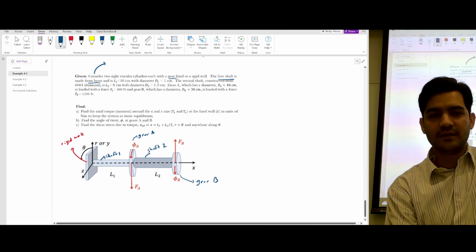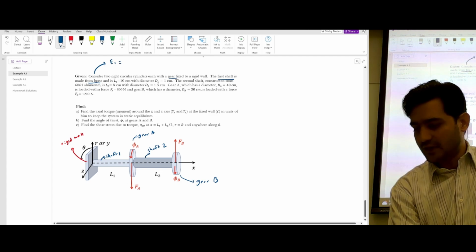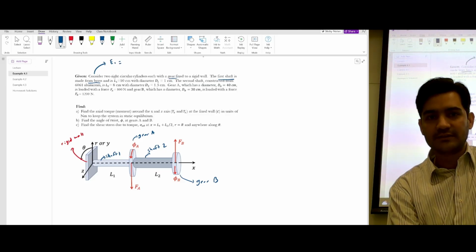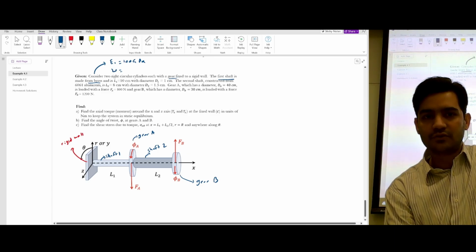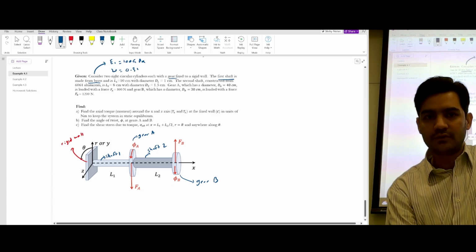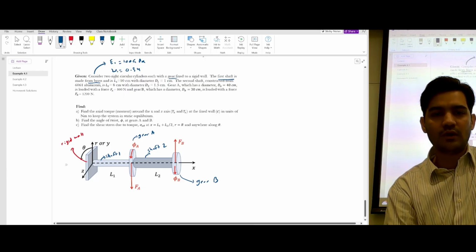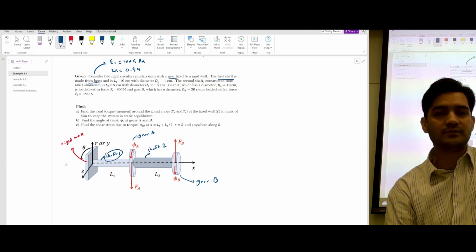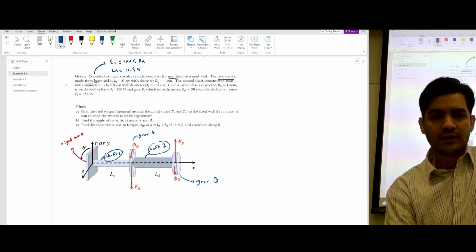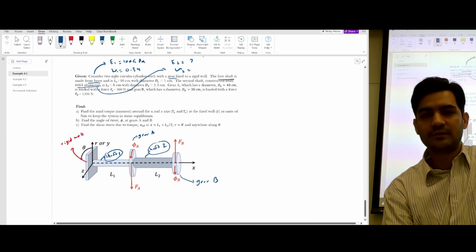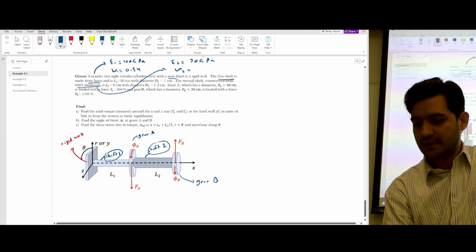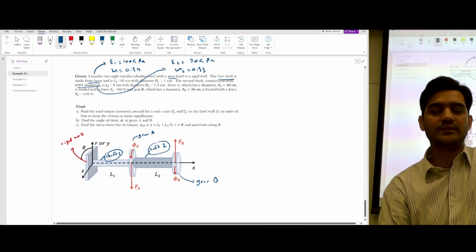So the first shaft is made up of brass. These are the material properties for the brass. The Young's modulus of elasticity is 100 gigapascals, and the Poisson ratio for the brass is 0.34. So I put 1 because shaft 1 is made up of brass. Shaft 2 is made up of aluminum. The material properties for aluminum in terms of modulus of elasticity and Poisson ratio are 70 gigapascals and 0.33.